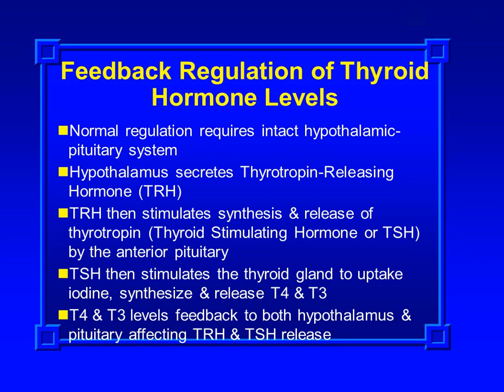Feedback regulation of thyroid hormone levels. Normal regulation requires an intact hypothalamic pituitary system. The hypothalamus secretes thyrotropin-releasing hormone, TRH. TRH then stimulates synthesis and release of thyrotropin, thyroid-stimulating hormone or TSH, by the anterior pituitary. TSH then stimulates the thyroid gland to take up iodine, and synthesize and release T4 and T3. T4 and T3 levels feed back to both the hypothalamus and pituitary, affecting TRH and TSH release.